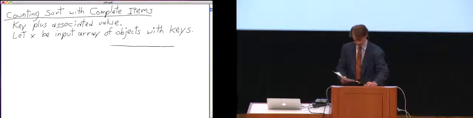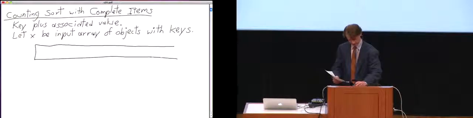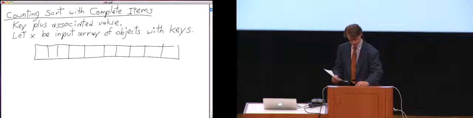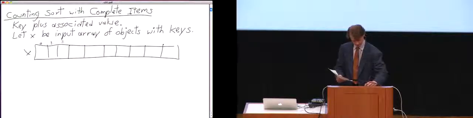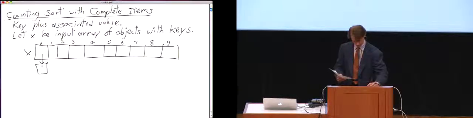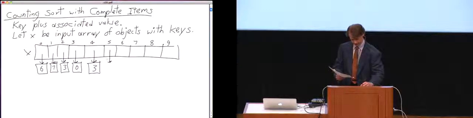So now our input array X is going to look like this. I am still sorting the same numbers as I was sorting before. It's just that now inside these boxes I can put other information in addition to the numbers that I'm actually sorting.